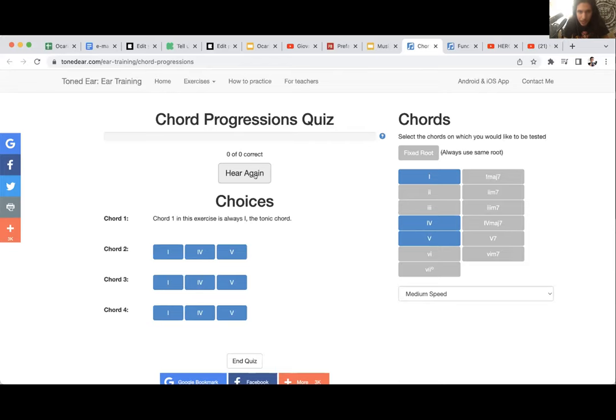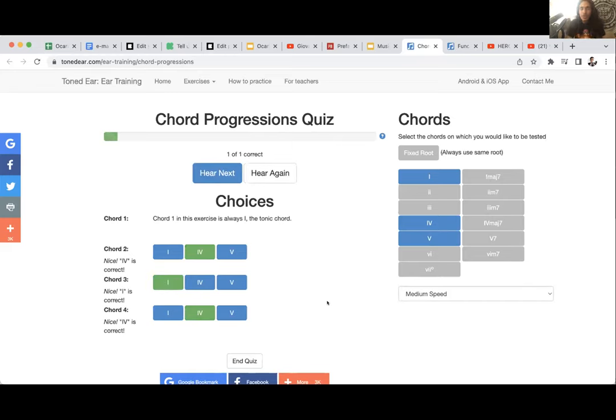So the first one's obviously tonic. Could you guys tell what the chord progression to that one was? I'll wait. Yep. It was 1 to 4. You're right. And then what happens after that? You guys know what it is? I'm gonna do it for the sake of time.